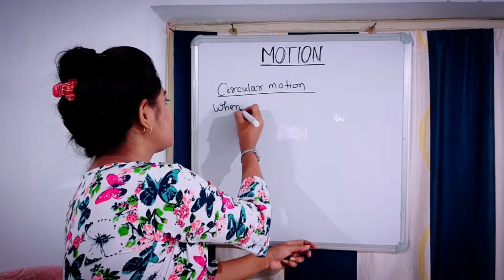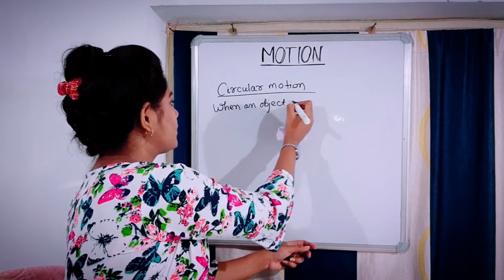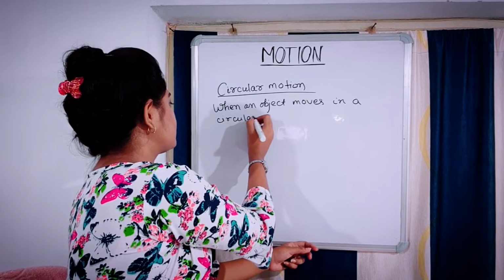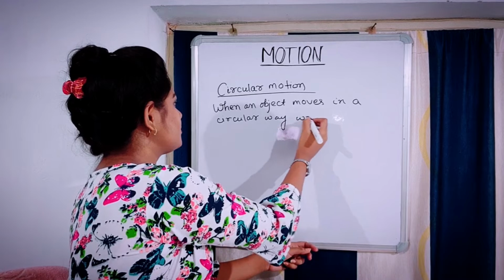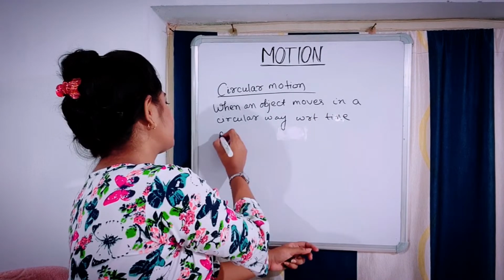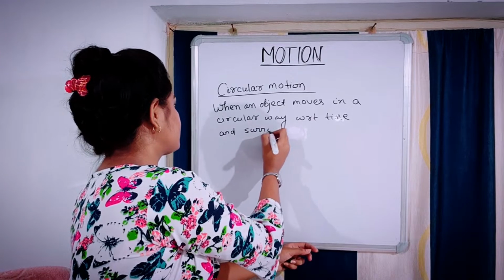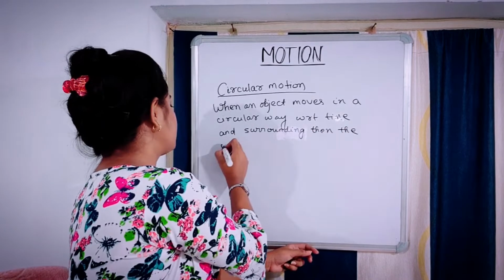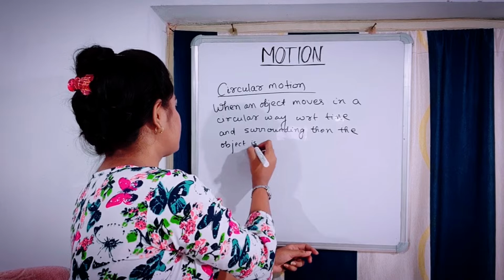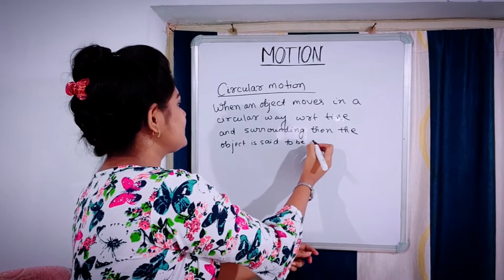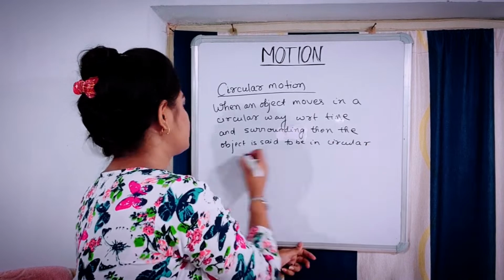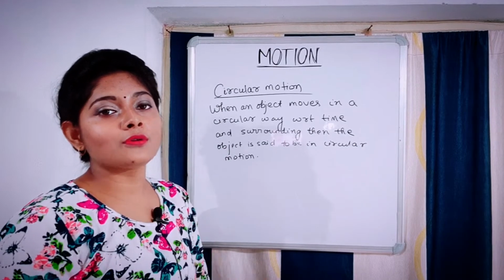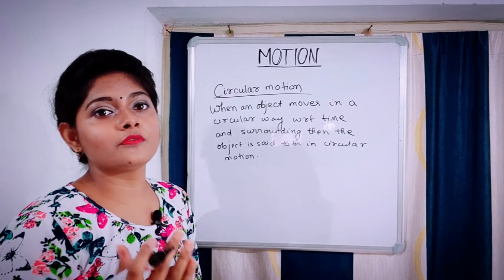So what is circular motion? When an object moves in a circular way with respect to time and surrounding, then the object is said to be in circular motion.